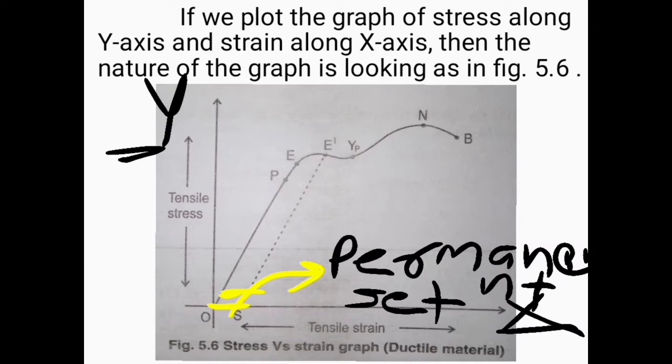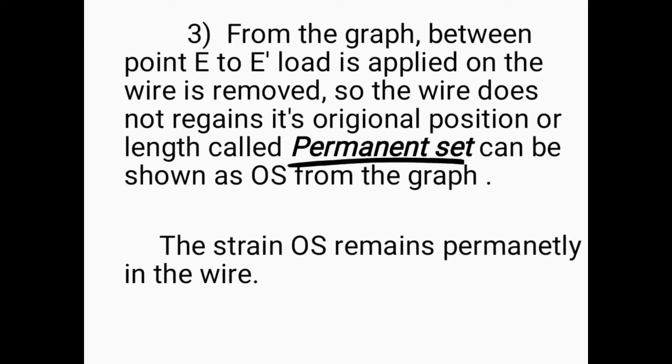Listen carefully, I will repeat again. Later, from the diagram E to B, load is applied on the wire and removed. The wire doesn't get its original length or original position completely, so it will have a permanent increase in its original length, that's shown by this dashed line, which we can call the permanent set. So this point or this region is called the permanent set. It's very simple. Here I have mentioned why we call this the permanent set, and the strain associated with this is OS, that is permanently in the wire.